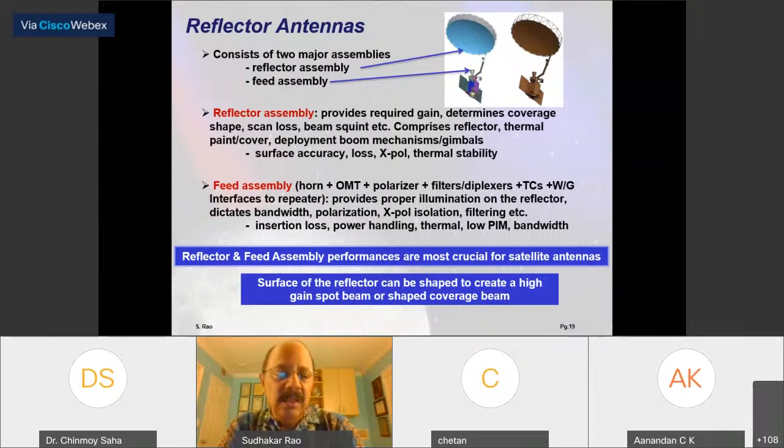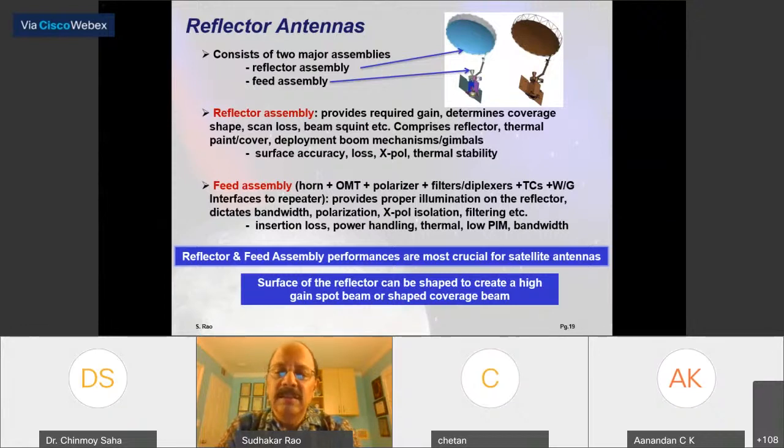Feed assembly has all the horns plus OMT plus all the components. So its function is mainly to provide proper illumination on the reflector. So you have to optimize the illumination. People use 10 dB as a standard, but I normally prefer to use at least 15 dB minimum illumination on the reflector on the transmit side, whereas receive is high frequency. It could be like 20, 22 dB, which is fine.